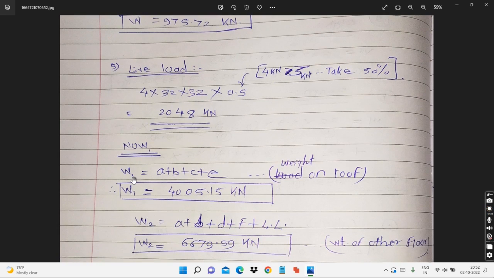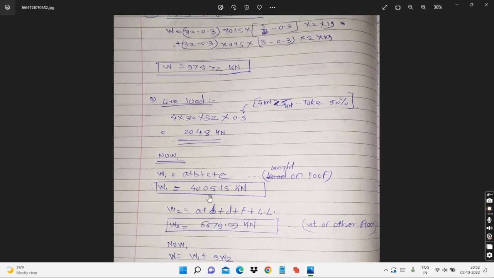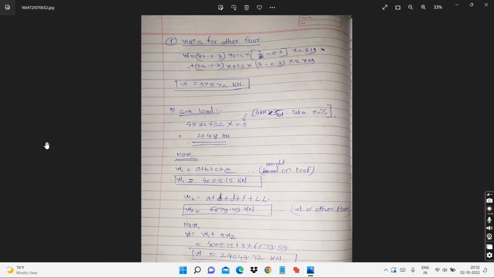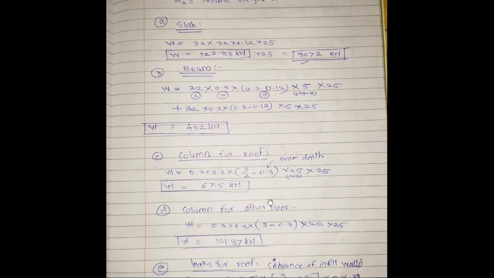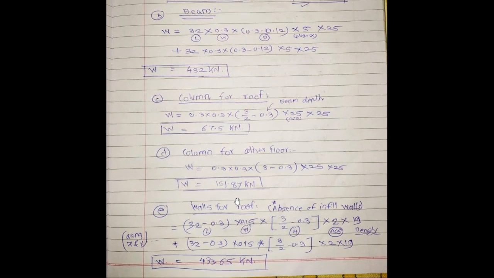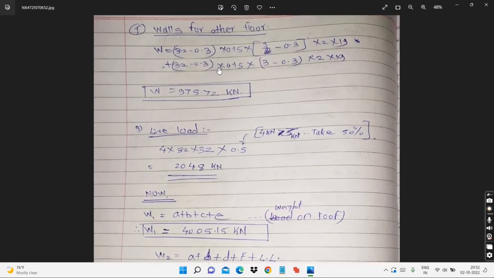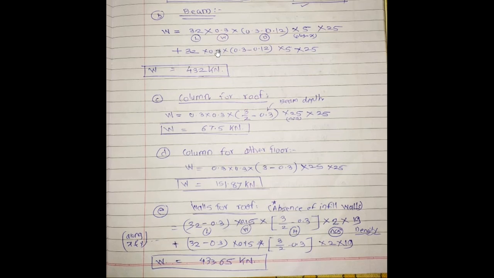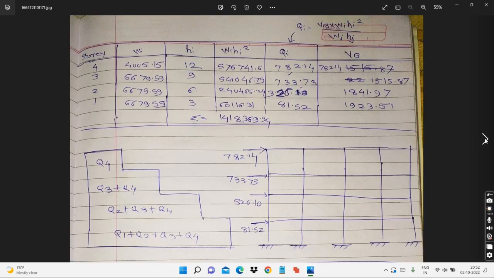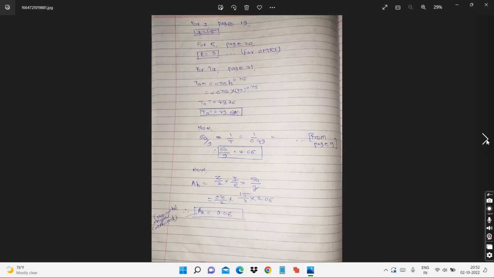Now let's see, W1 we have considered as weight for roof, so that A plus B plus C plus E. Whatever we have found out here on roof, weight of slab will be considered, weight of beam will be considered, weight of column for roof will be considered, and walls for roof will be considered, so that this whole will be added.